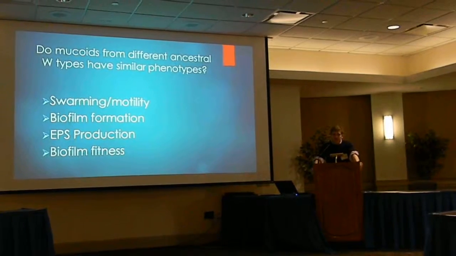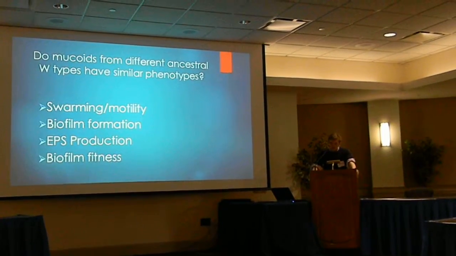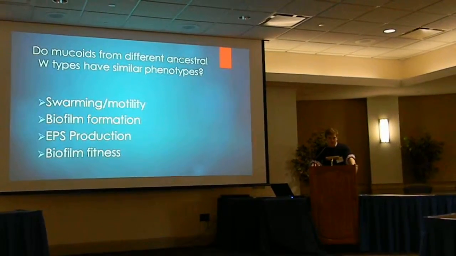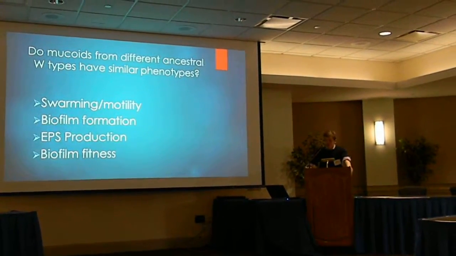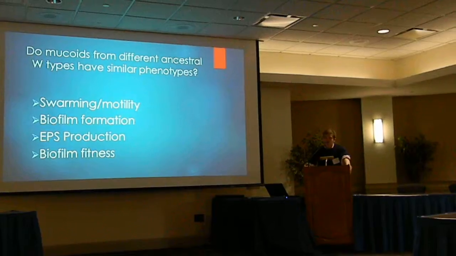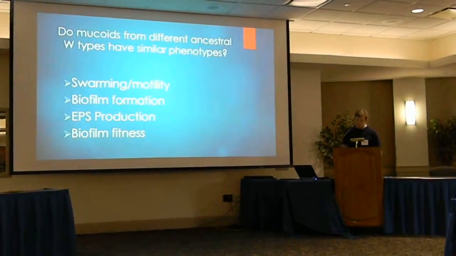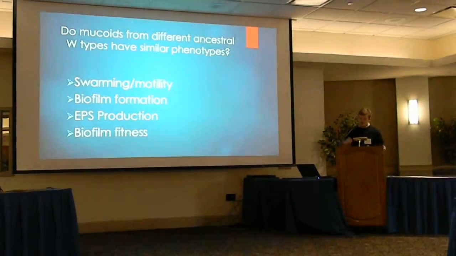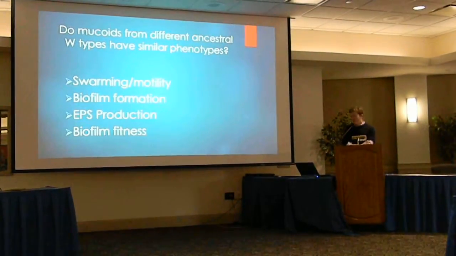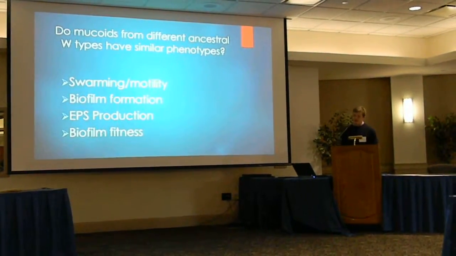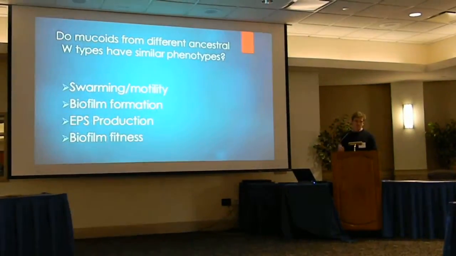So at the end of the summer, we sequenced the mucoids that we collected, but first we wanted to look at phenotypes. We had a couple different phenotypes we were really interested in: swarming, or motility, the ability of the bacteria to move around on the surface of the plate, biofilm formation, EPS production, which is a chief component of biofilm, and then biofilm fitness.